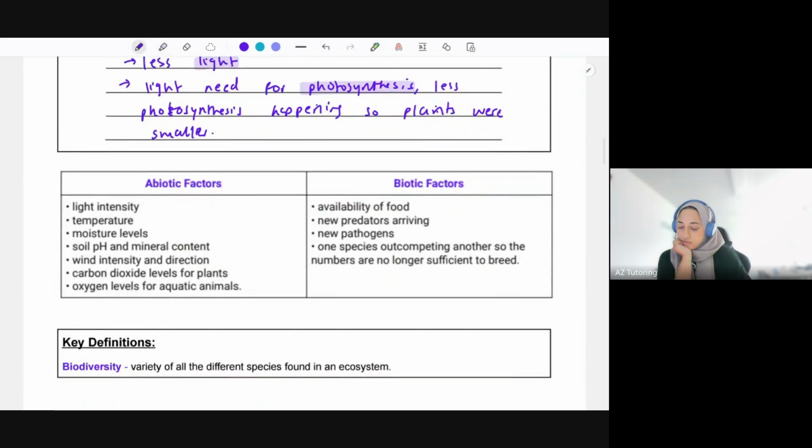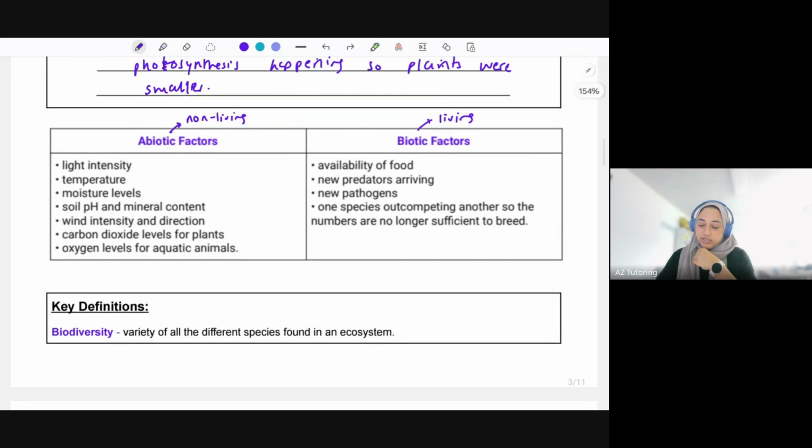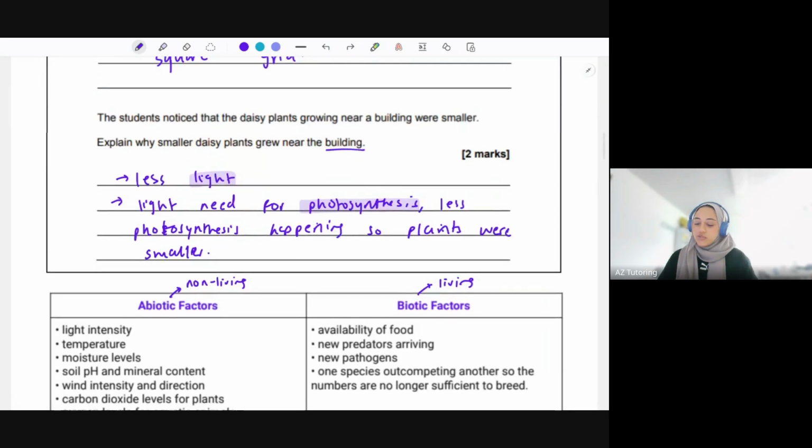Okay, so you might also get questions to do with abiotic and biotic factors. Remember, abiotic are non-living factors which are affecting an environment, and biotic factors are living factors which affect an environment. So just make sure you know this list because you don't know how much they could ask you tomorrow. So abiotic factors are stuff like light intensity. Why is light intensity a factor? Just like that last question.